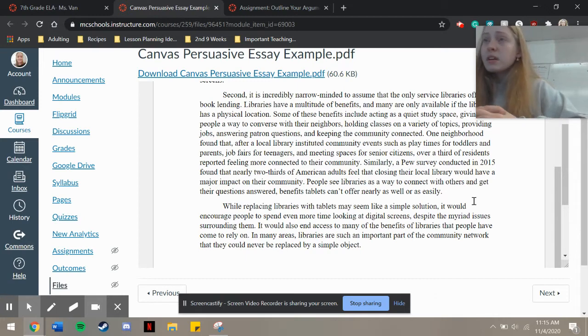Okay, so the author ends it by summarizing his main arguments and the two main cases and points that he's brought up during his essay. That screens have a myriad of issues related to them, and that libraries cannot be simply replaced in the same way that tablets can be used.